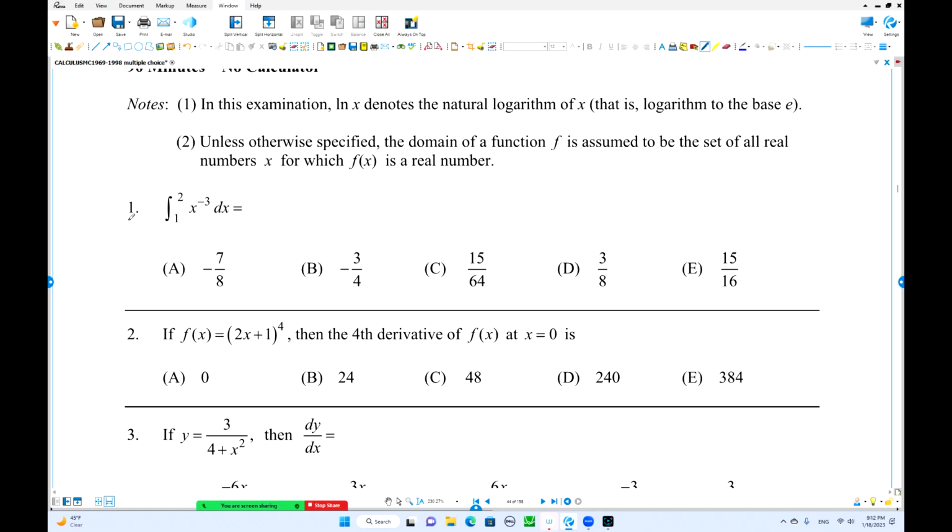Okay, now let's try number 1 there. So what is the antiderivative of negative x equal x to the negative 3? How can you find the antiderivative of x to the negative 3? Plus 1, right? And divided by the same number. Negative 3 plus 1 is negative 2, right? That is it. Okay, so the antiderivative is x to the negative 2 over negative 2.